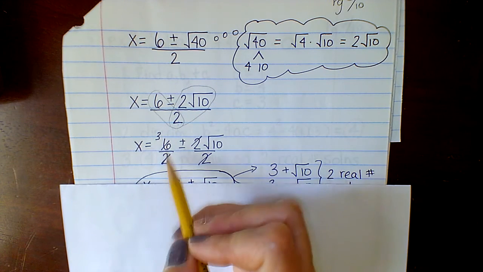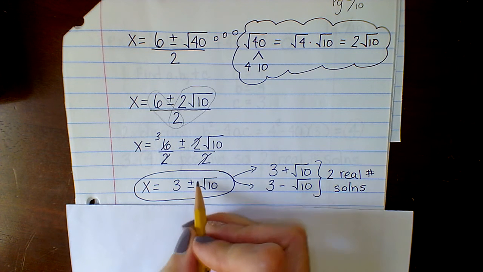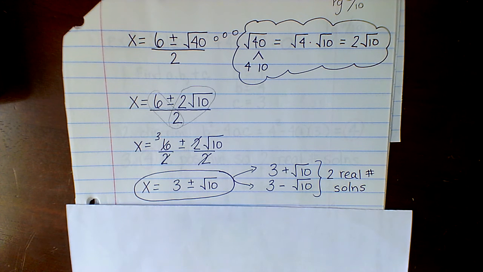When I do that, 6 over 2 simplifies to be 3. That 2 and that 2 will reduce to just be 1, which I don't have to write right there. And here's my 2 real number solutions. I got 3 plus root 10 and 3 minus root 10. Those are real number solutions.